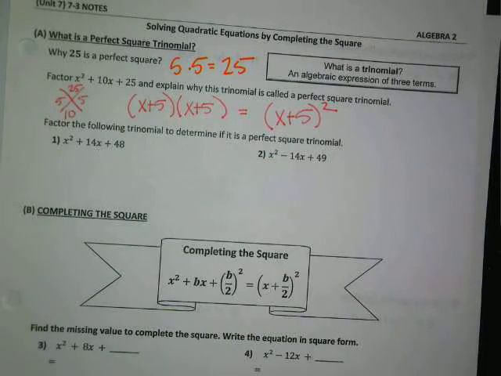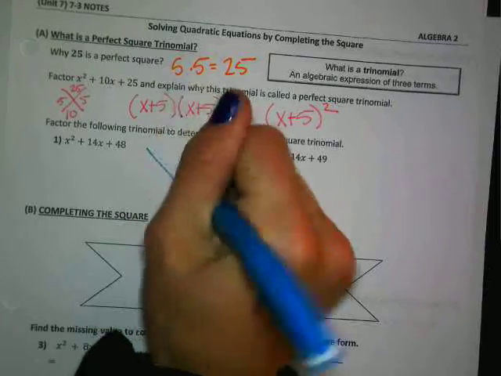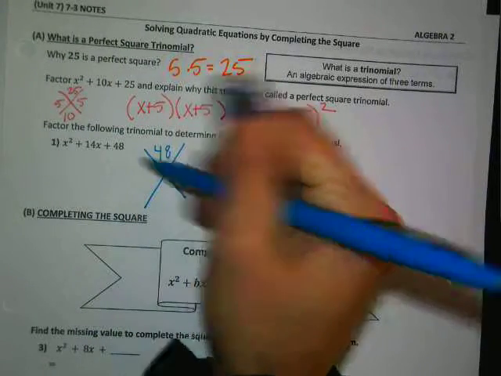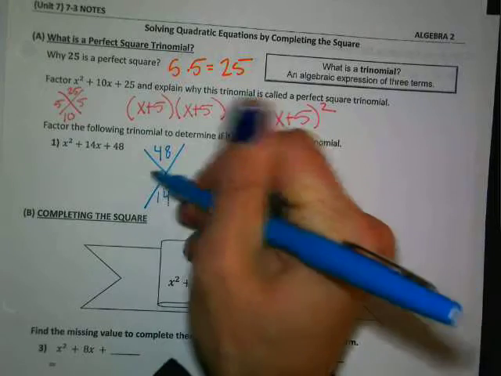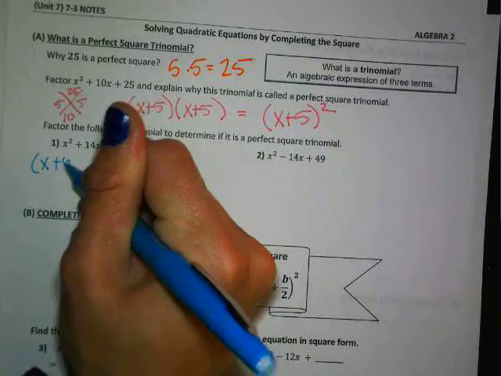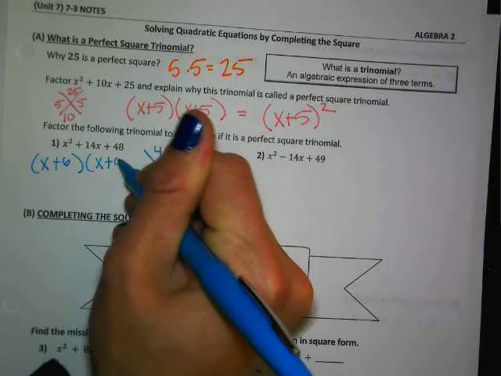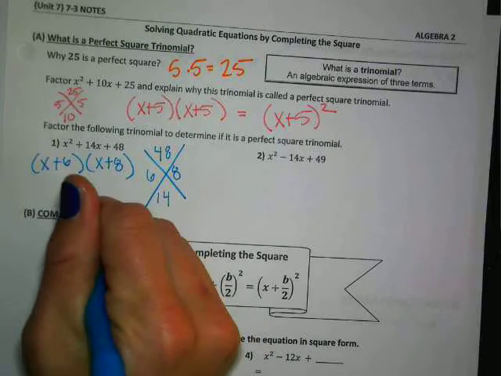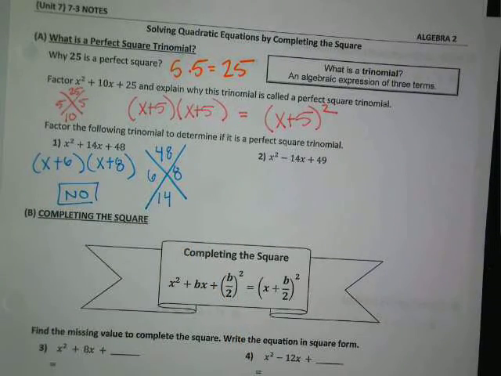All right, numbers 1 and 2. So on this one, all I want to do is determine whether it's a perfect square trinomial or not. So what two numbers multiply to give you 48 but add to give you 14? 6 and 8. So you have x plus 6, x plus 8. So is that going to be a perfect square trinomial? No, because it's not the same.